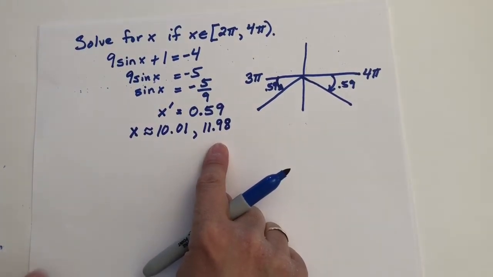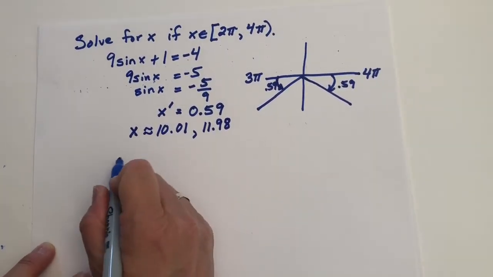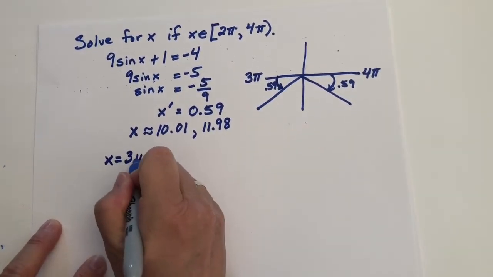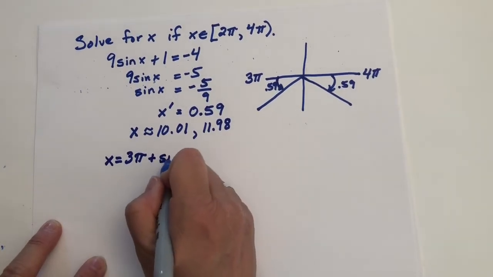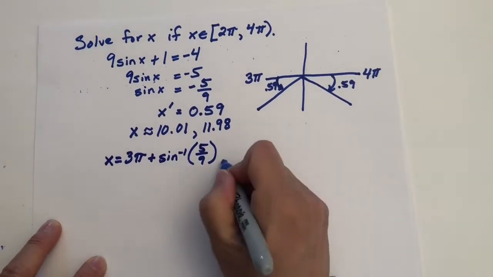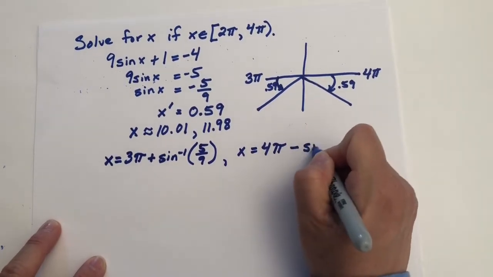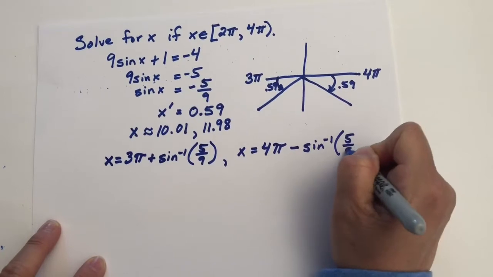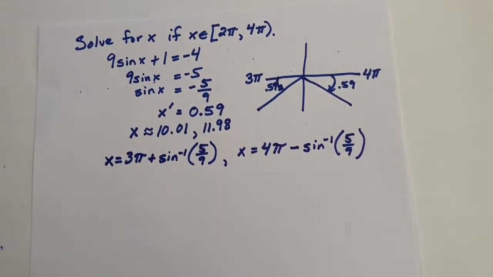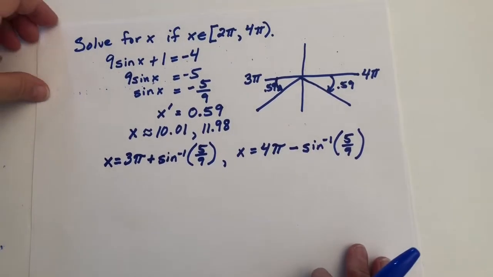Now, I mentioned that all solutions really could be written as exact values. So let me be clear. Right here, if you wanted, you could write it this way. 3 pi plus the inverse sine of 5/9. That was our 0.59. And the second solution is 4 pi minus the inverse sine of 5/9. So technically speaking, all of our solutions could be written in exact form, but I want to practice getting decimal approximations if they aren't special angles or quadrantal angles. Let's keep going.